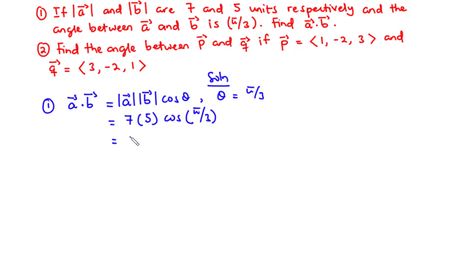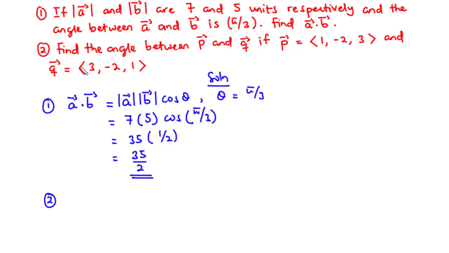7 times 5 is 35. Cosine of pi on 3 is half. Therefore, 35 times half is 35 over 2. So basically, this is the dot product of vector A and vector B.